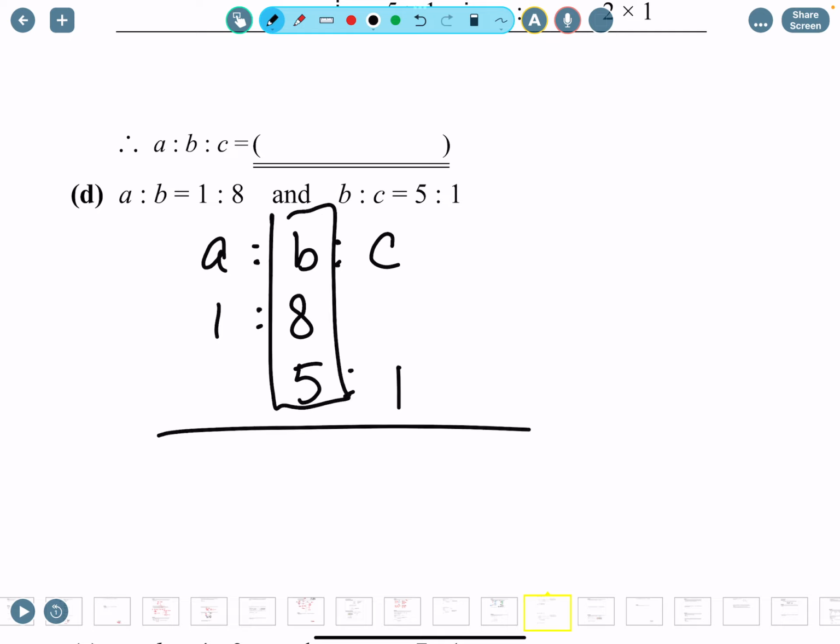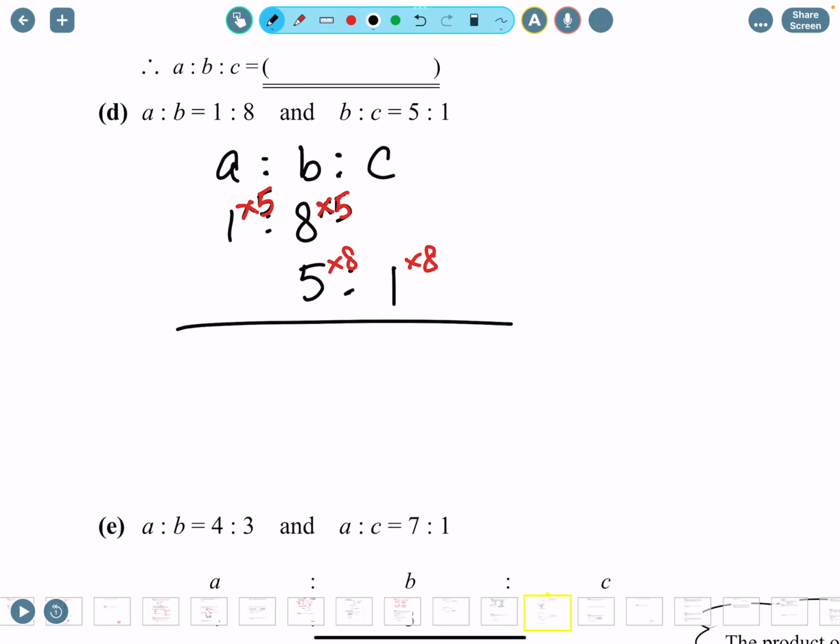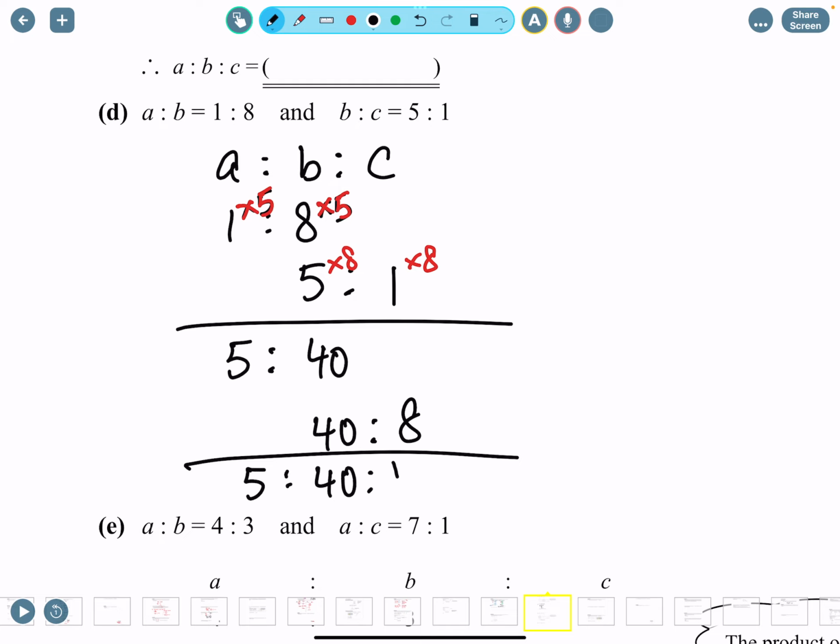I'm going to make this one the same. For 8 and 5, if you cannot find the LCM, you just multiply the two numbers. 8 times 5 is 40. So we're going to change 8 to 40 by times 5. Make sure you times 5 the whole row. Then we change 5 into 40, so times 8, times 8. See what we get. 1 times 5 is 5. 8 times 5 is 40. 5 times 8 is 40. 8 times 1 is 8. Finally, you have 5, 40, 8, and that is A, B, C.